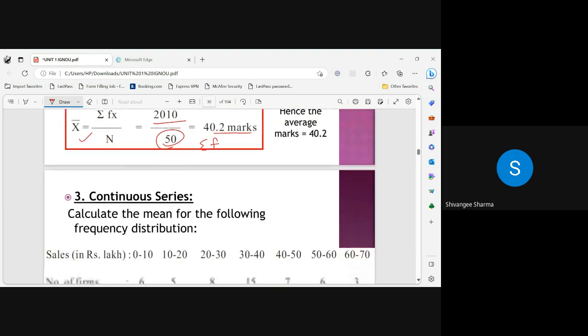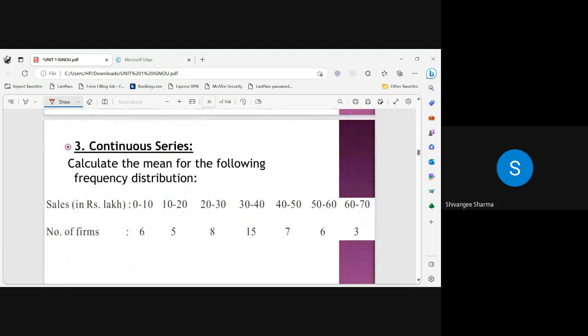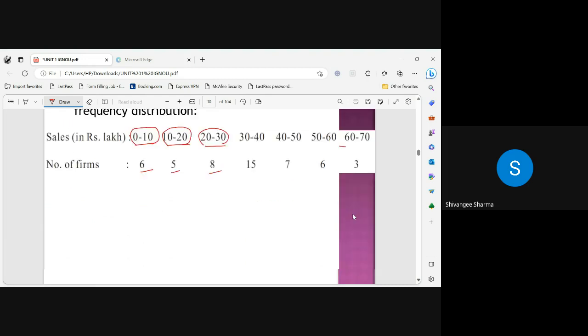Now let's move on to the last series, which is continuous series. So it is the sales data, 0 to 10 lakhs, 10 to 20, 20 to 30, till 60 to 70. And we have 6 firms whose sales belong to the 0 to 10 category, 5 firms whose sales belong to 10 to 20, 8 firms whose sales belong to 20 to 30, and so on. Now what do we do?